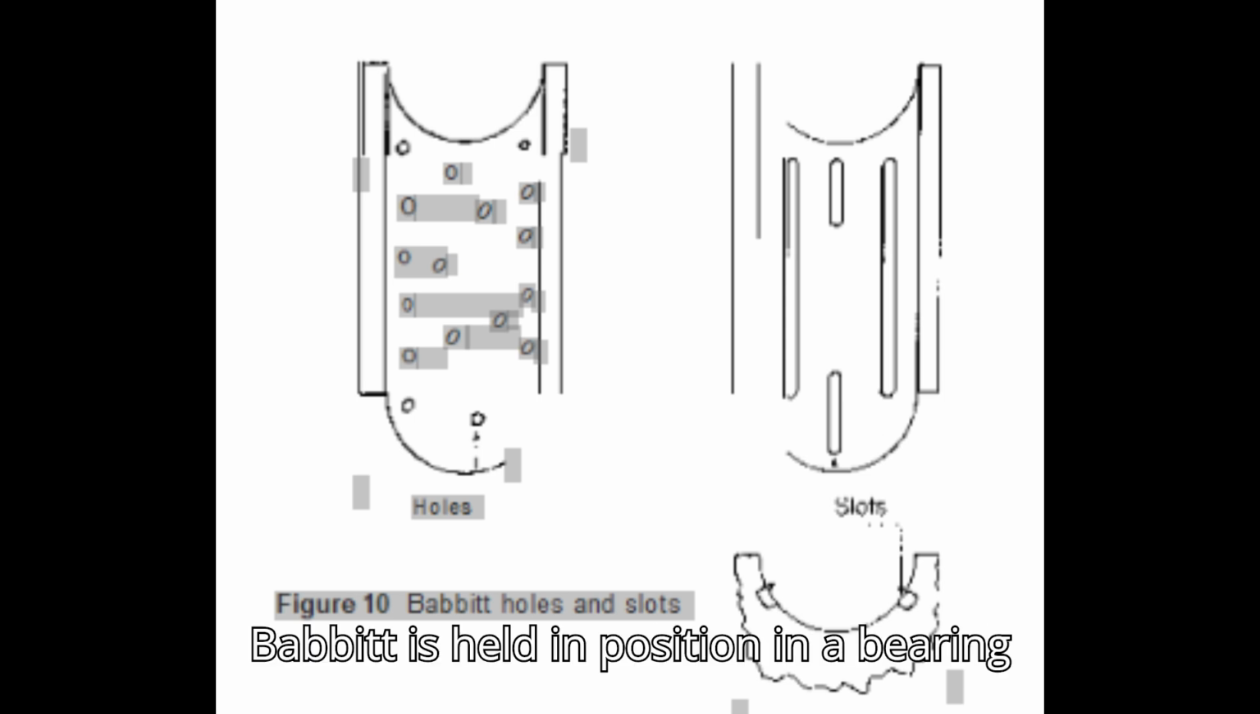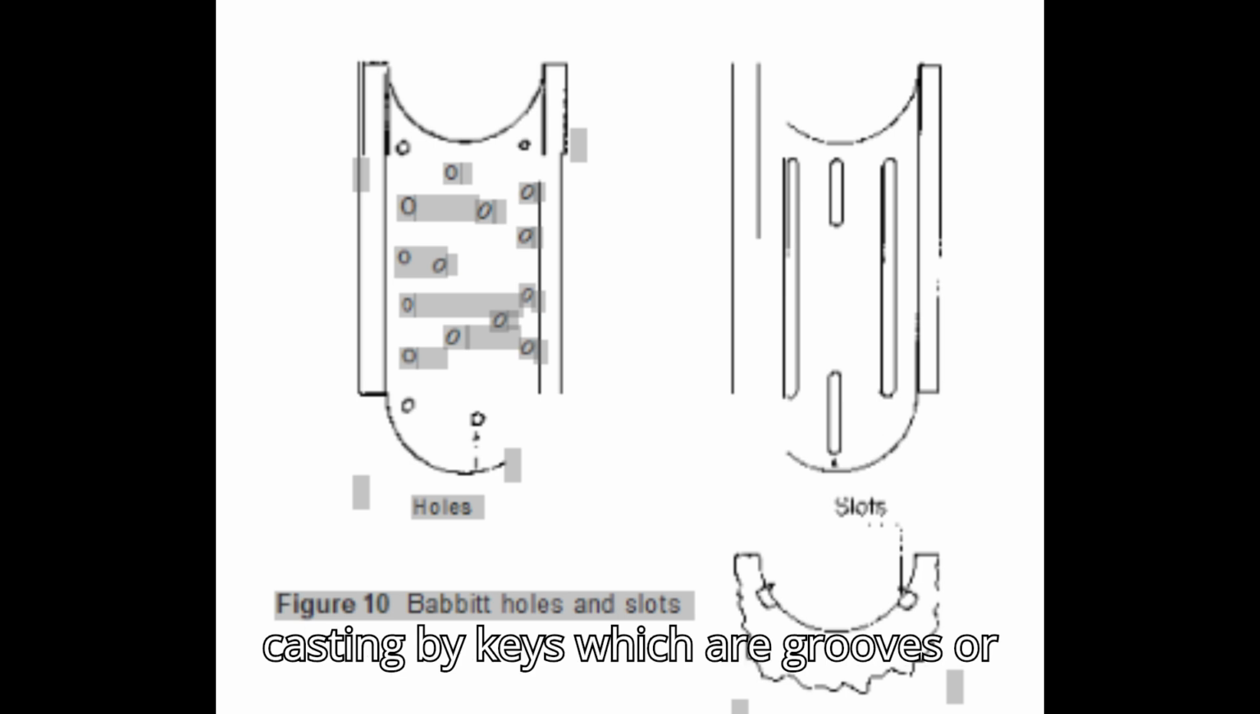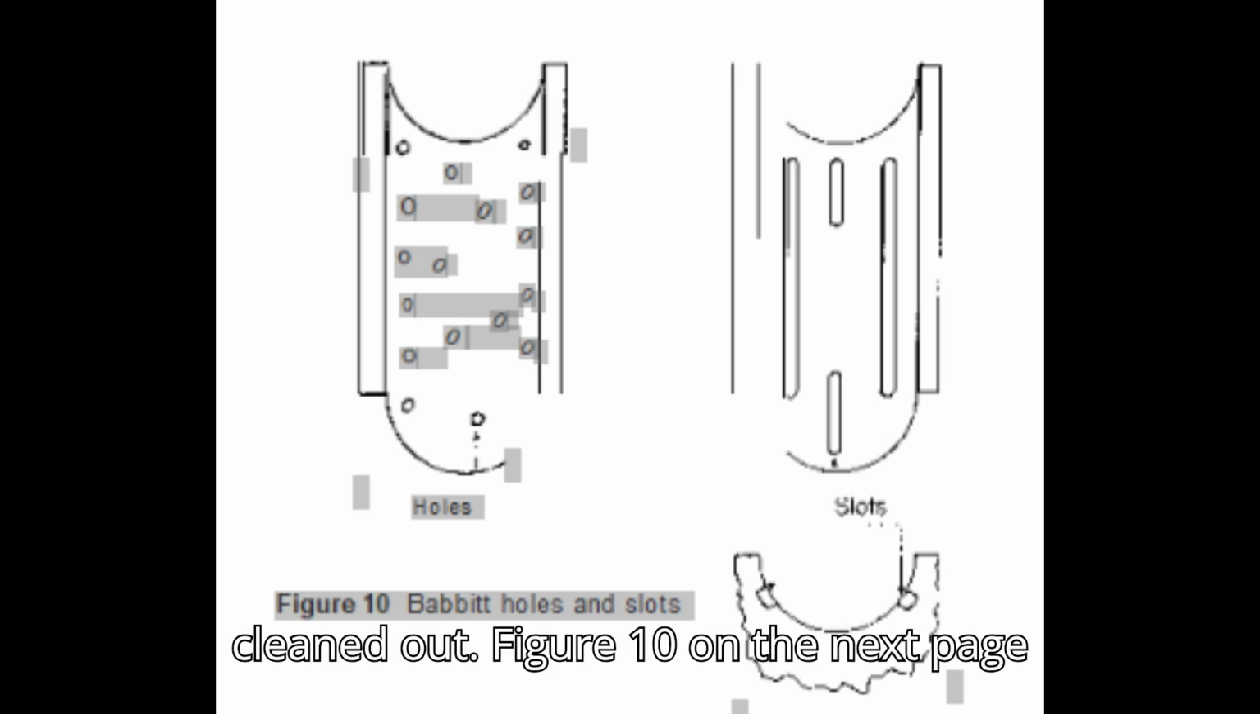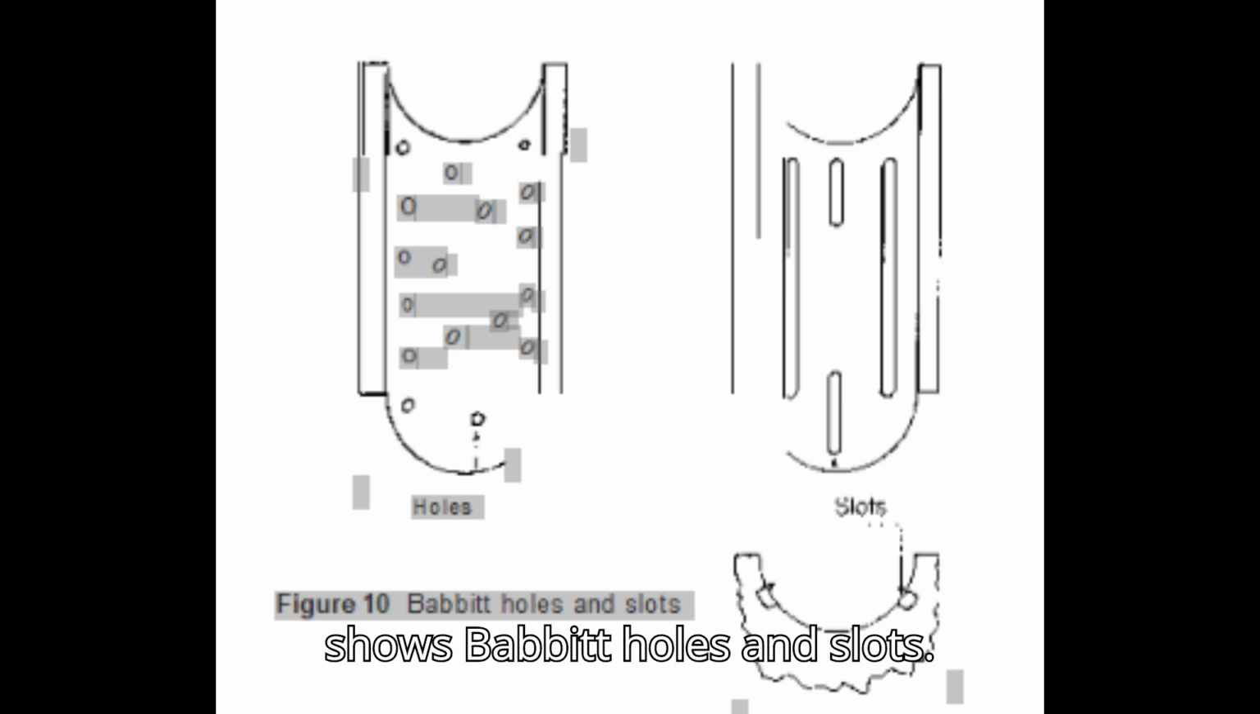Keys. Babbitt is held in position in a bearing casting by keys, which are grooves or slots in the casting. Any bearing liner to be re-Babbitted must have the keys cleaned out. Figure 10 on the next page shows Babbitt holes and slots.